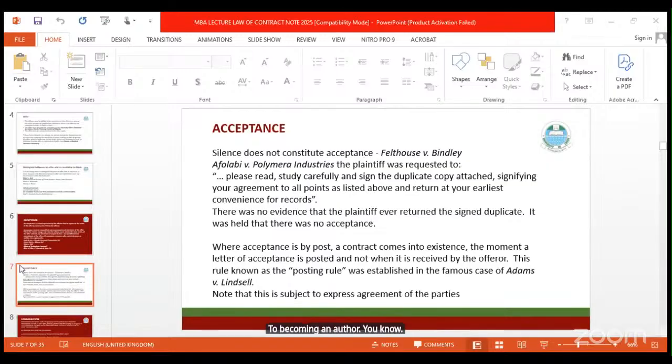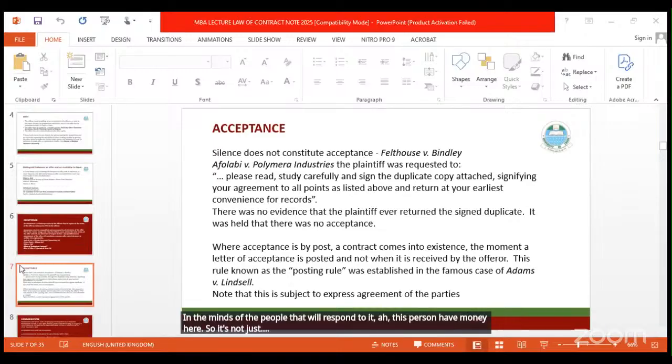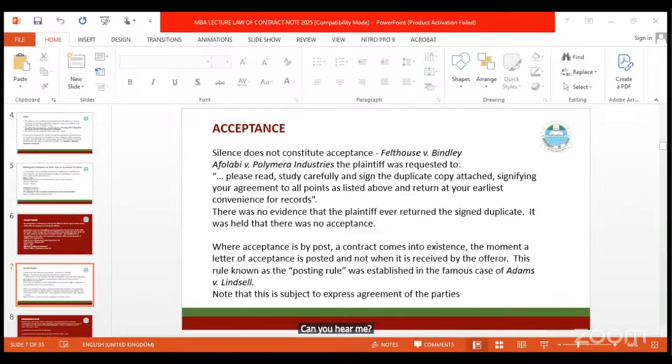Because it creates some level of certainty in the mind of the people that will respond to it, that this person has money here. So it's not just advertising as the case may be. So you should take note of all those things. That's the response for the question that was asked by Mary Jane. Can you hear me? Yes, sir. Yes, I can hear you.